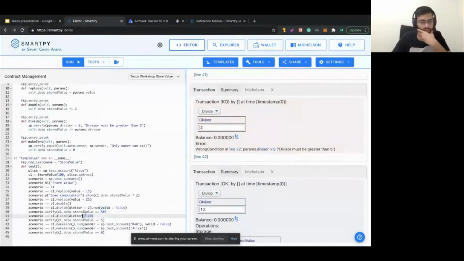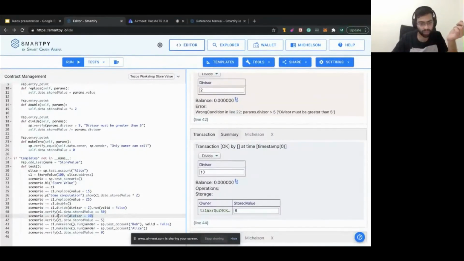Yeah, so that's that. Then we verify that the value is 50, which is 50 because it's not been divided. Then we divide again by 10. So now it should divide. So you see, the divisor is 10. So 50 by 10 is 5. So you verify again that the stored value is 5, and it is 5, so it works.